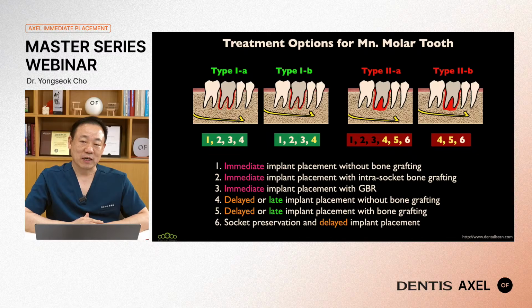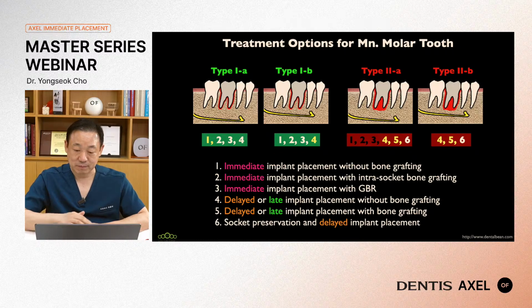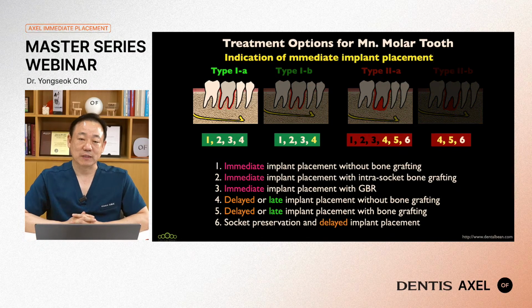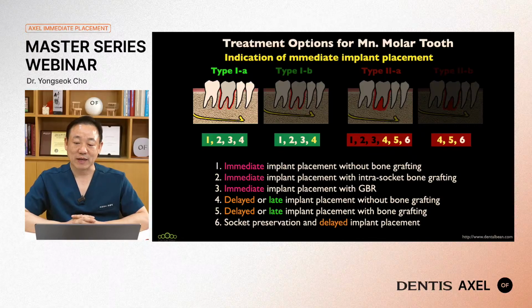Then what about Type 2A and Type 2B? It is generally delayed or late implant placement with or without grafting. This is my general recommendation. I said the key word for immediate implant placement is first case selection. Then what is the indication of immediate implant placement? I think it is a Type 1A extraction socket. Although Type 1B and Type 2A are possible, they are slightly risky.